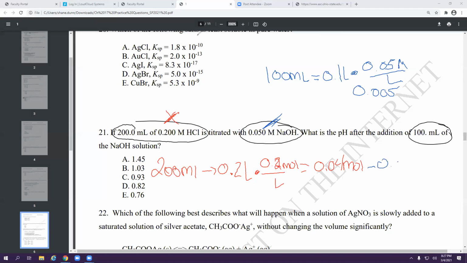So acid and bases, how do they interact with each other? They don't like each other. They cancel each other out. Is the blue the NaOH? Yep, blue is NaOH. Red is going to be the HCl. 0.04 minus 0.005. You mix those together, you get a purple color.